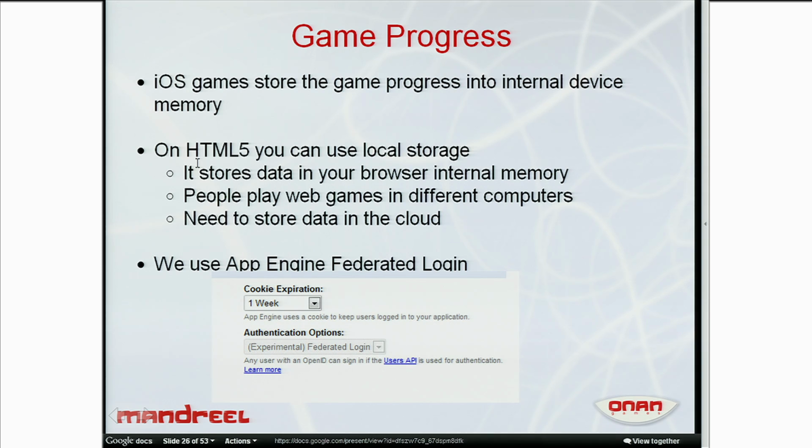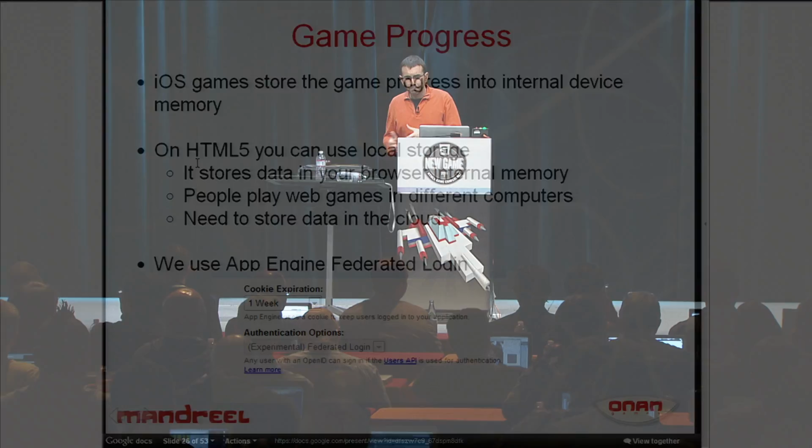So we decided to use cloud saving. We use App Engine federated login, which is something like using your Gmail account. You can save unique data into App Engine. It's important, regarding cookie expiration, to use 1 week. Because if you use 1 day, sometimes it only lasts for half an hour or 1 hour. We had some clients complaining that after playing 1 hour, they couldn't save the progress anymore. It's because the 1 day expiration doesn't work properly. So use 1 week, and you will not have problems.